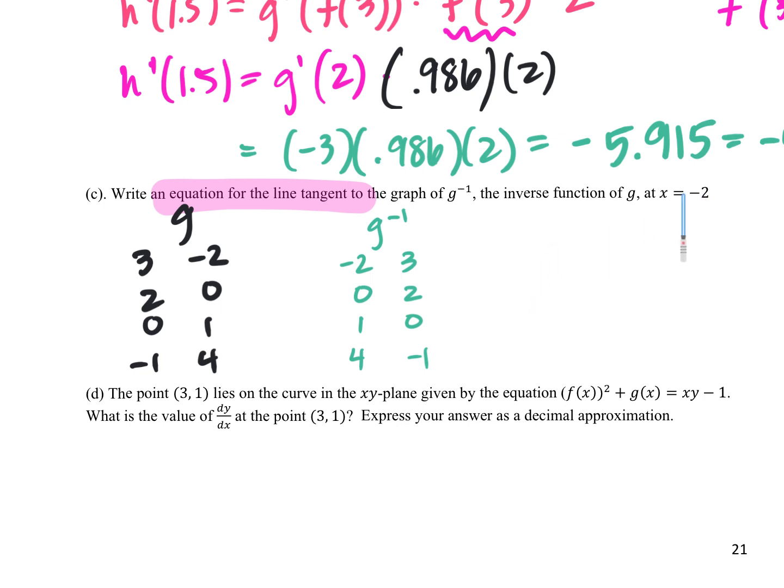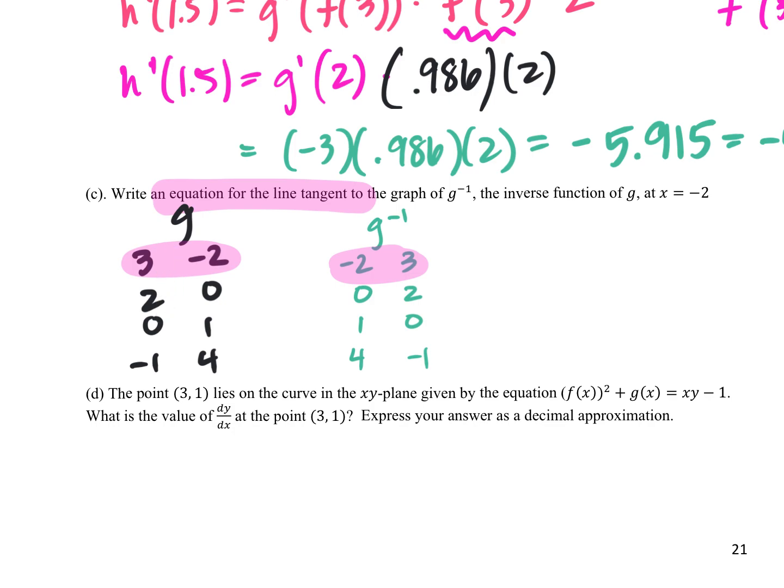When x is negative 2 of my inverse, what point am I looking at? Negative 2, 3, right? We're looking at that point. What point does this go with of my function? 3, negative 2 is the point that I care about. How would I find the inverse's slope here? It's going to be the reciprocal of this guy's slope.